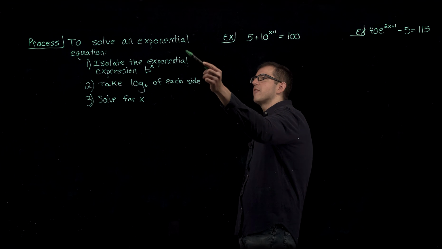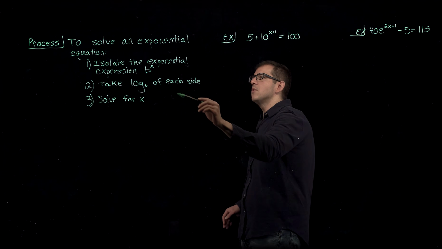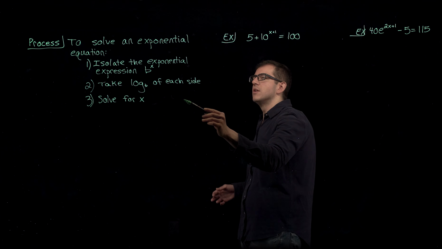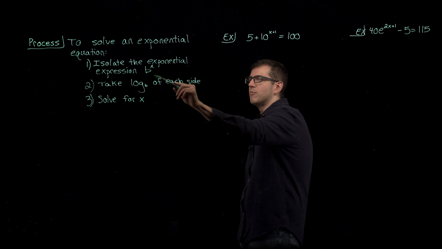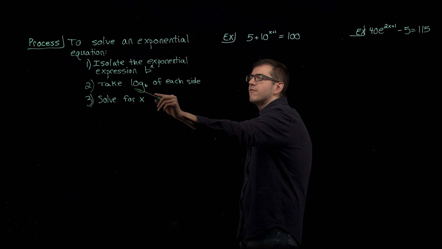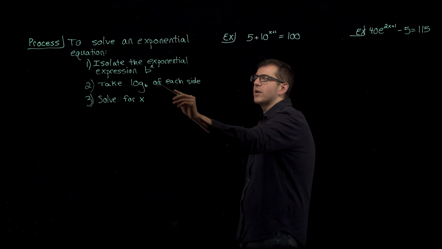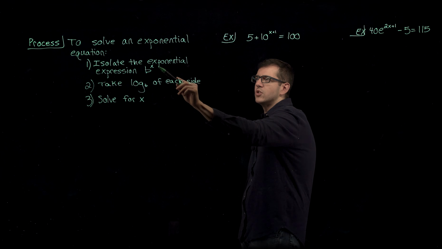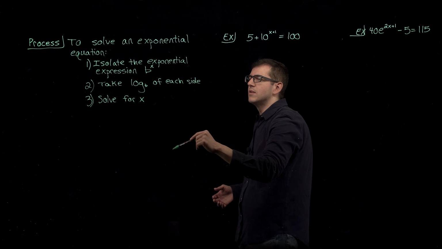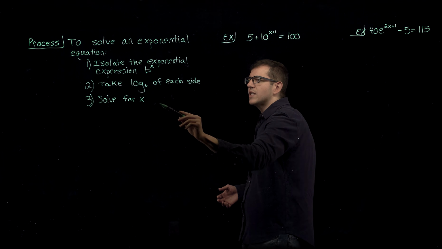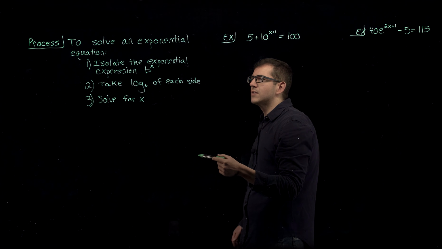All right, so next we have our process to solve an exponential equation in general. So to solve a general exponential equation, the goal is to isolate the exponential expression b to the x, or b to any power. And then from there we will take log base b of each side of the equation. By doing that, we're going to cancel out this base of b, leaving us with just our exponent, since log base b is the inverse of b to the x. And then once we do that, the exponential expression will be gone. We'll be able to just solve for our variable, in this case x.